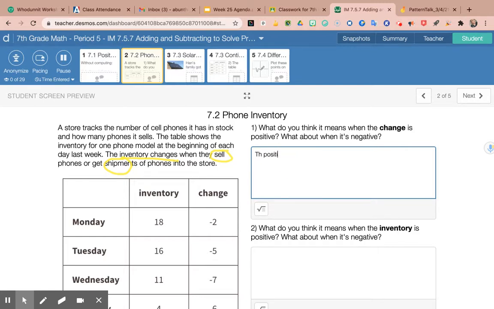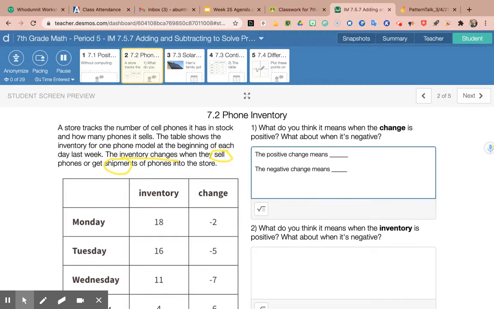So the positive change means, and then the negative change means. So I'm going to let you fill in this one. Really think about it. Think about it in real life. It says the inventory changes when they sell phones or get shipments. So when it's positive, which of these things happened? Did they sell the phones or did they get a shipment?